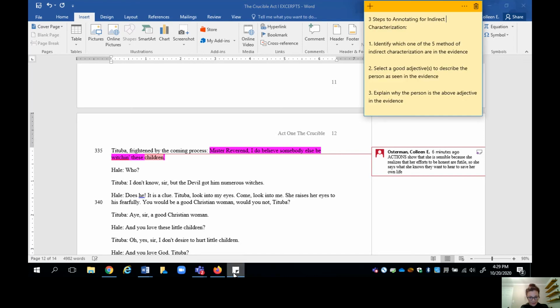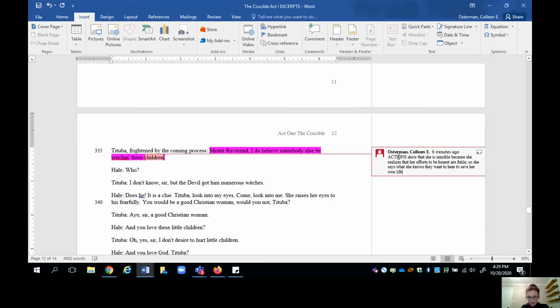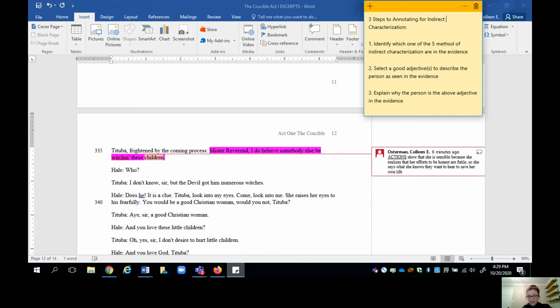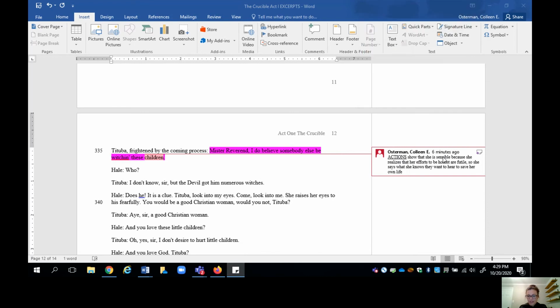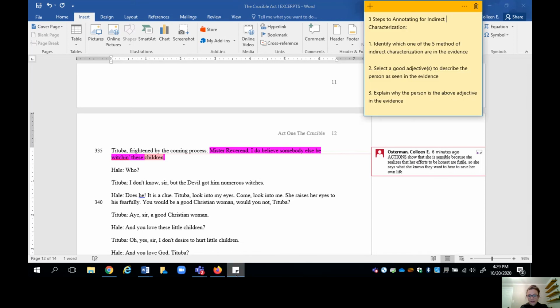So we did the 3 steps. We identified which type of indirect characterization it is. It's actions. I'm going to underline it. The next step, select a good adjective. She is sensible. And I also threw in the word futile, which is one of our vocabulary words as well. And why is she characterized as a sensible person with futile efforts? Because she knows what they want to hear and she says it to save her own life.